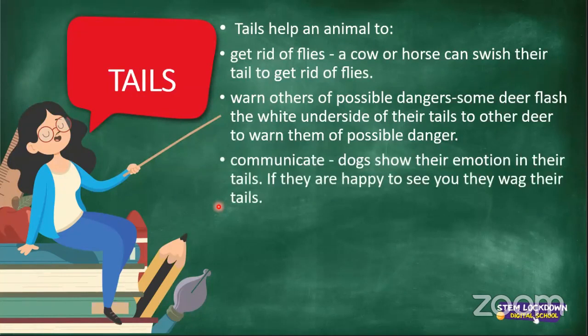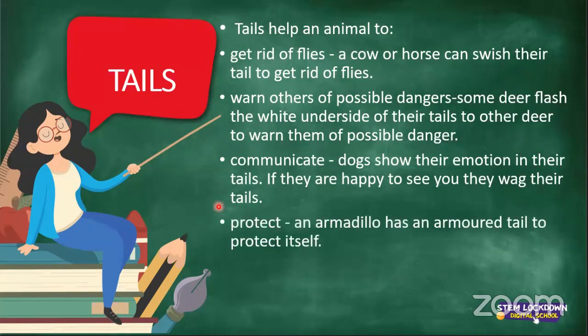Here's another example of where they communicate, not only warning of trouble, but your dog. Your dog communicates by wagging its tail, right? So if they see you come home from school and they are so happy, what will they do? They will wag their tails. So that is their way of communicating. Do you see the importance that a tail, something as small as a tail, has such an important function in nature and in animals?